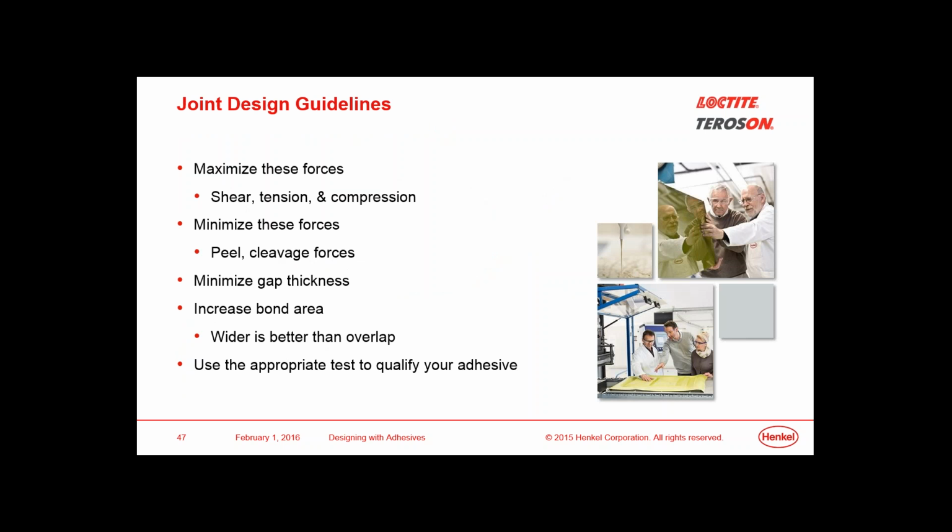To summarize joint design as the summary guidelines, you want to maximize shear, tension, and compression because they distribute the forces as much as possible over the bond area, whereas you want to minimize peel and cleavage where it concentrates the force at a very narrow area. Oftentimes, minimized gap thickness or a nice thin layer of adhesive is the strongest, although there are exceptions to that rule. Wider bond areas are better than additional overlap because, again, you're distributing the force across a wider width. And of course, you have to use the appropriate type of test to qualify your adhesive.